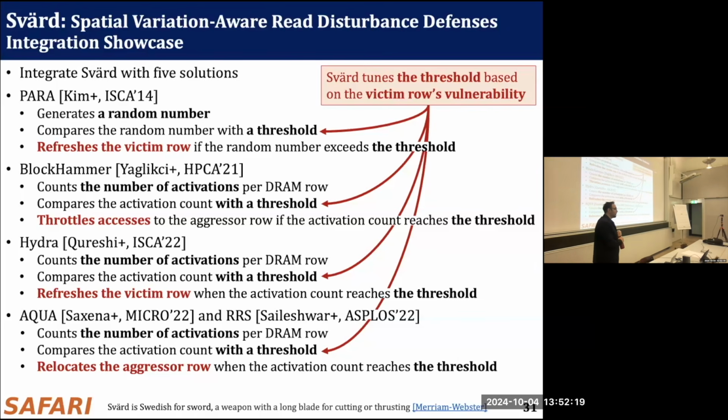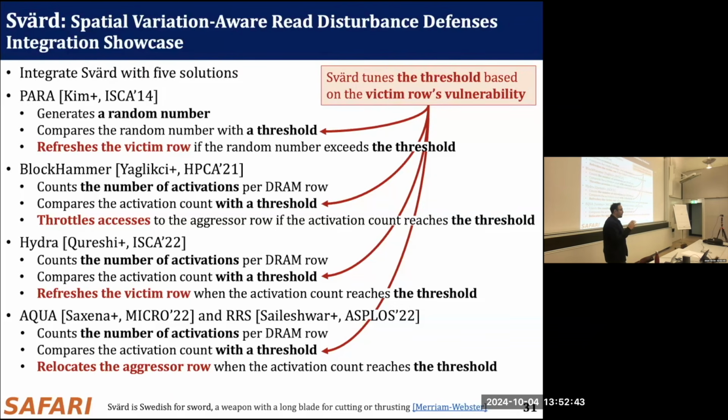So the threshold is decided by the profiling of every DRAM. Yes. So this profiling changes, let's say, with the data distribution across all the rows. So how frequently does the profiling need to be done again to have, let's say, stored effective?